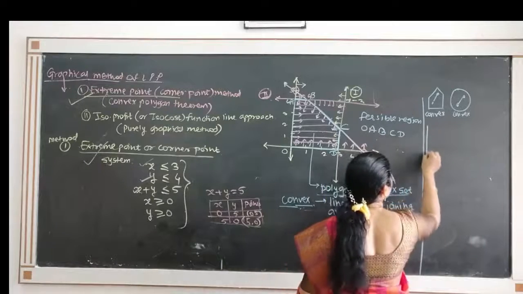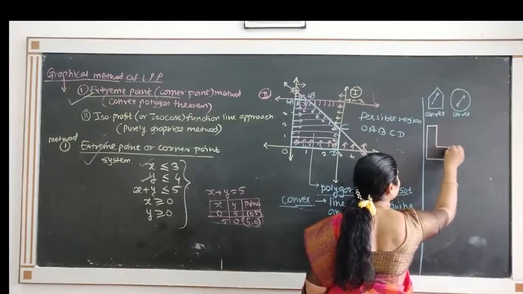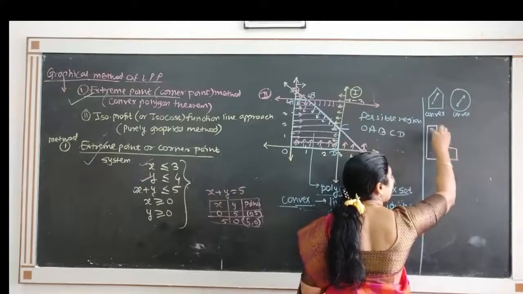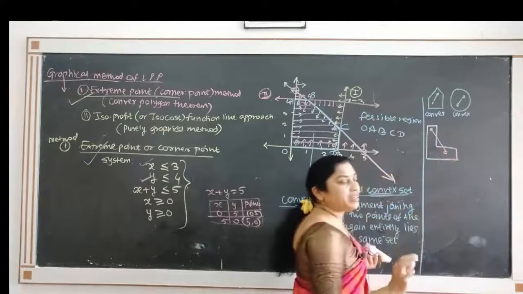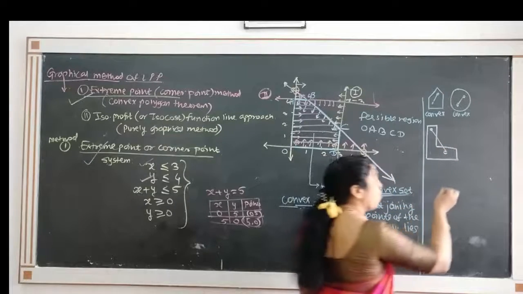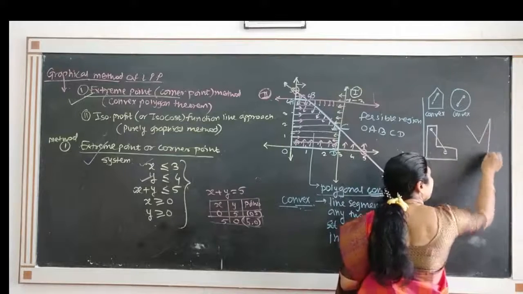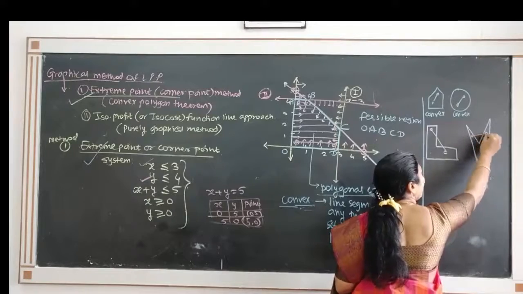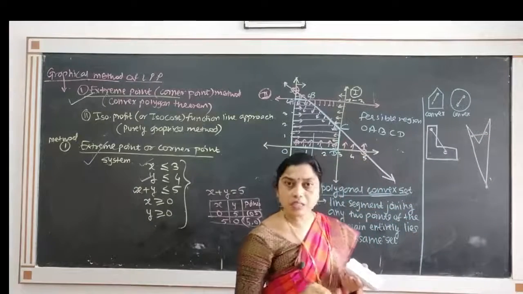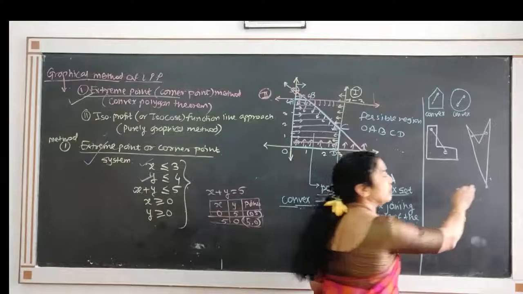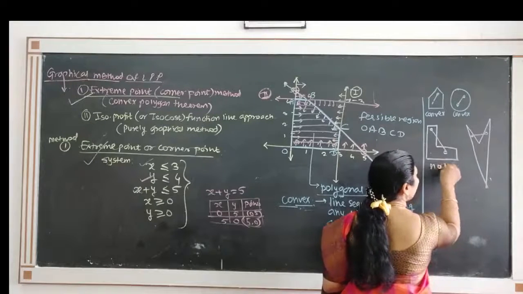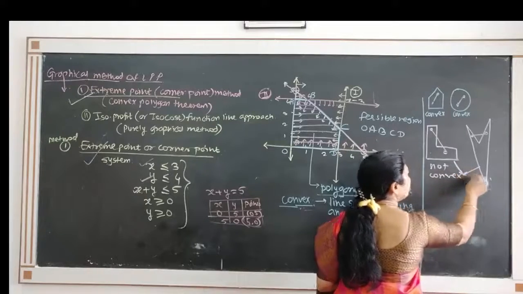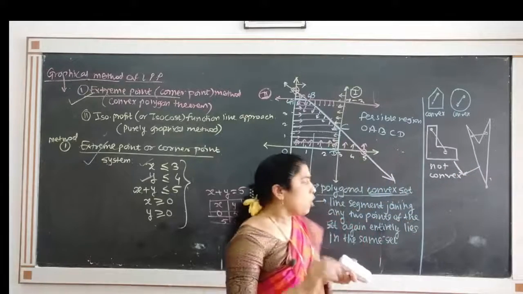But if you consider this one, this set is not convex, as the line segment joining these 2 points does not entirely lie in the same region. Or even if you consider this one, the line segment joining these 2 points does not entirely lie in the same region. So this set is not convex. So this is also not convex and this one is also not convex. Both these are not convex sets.